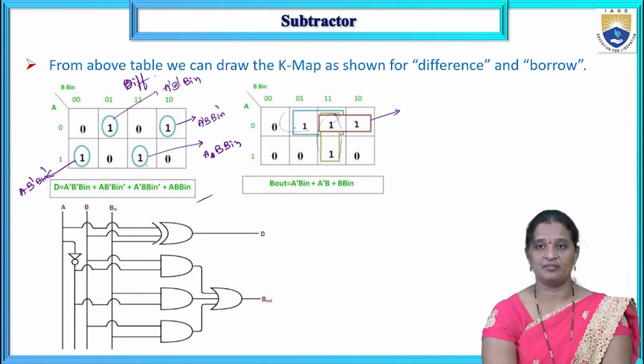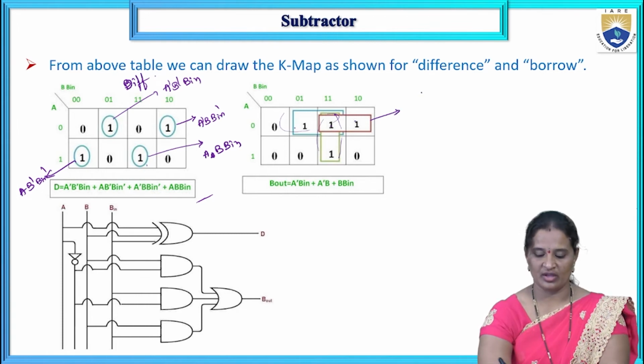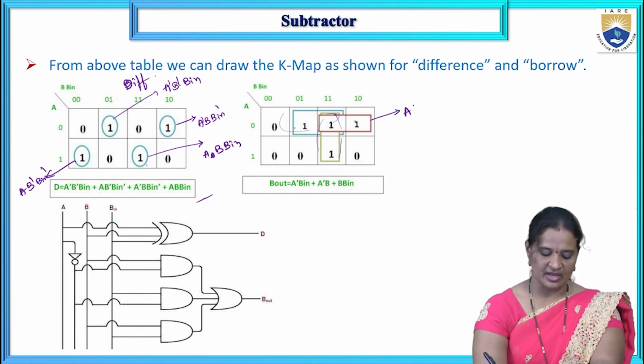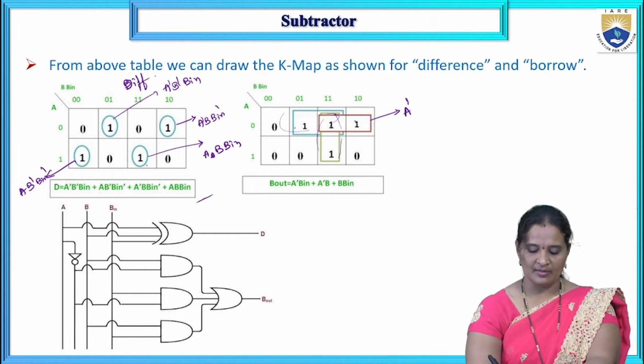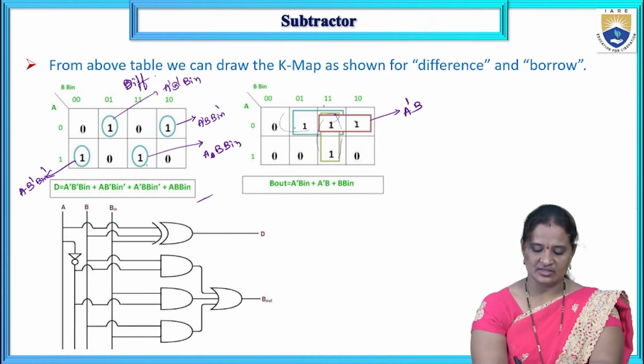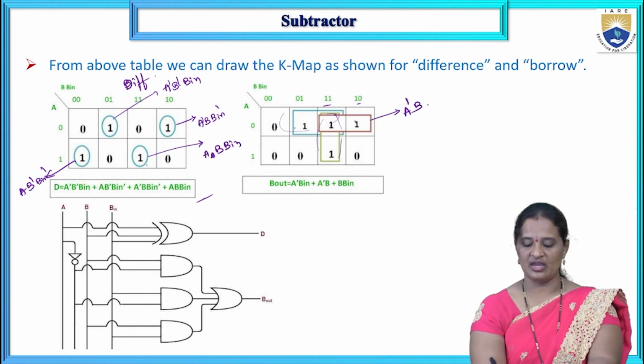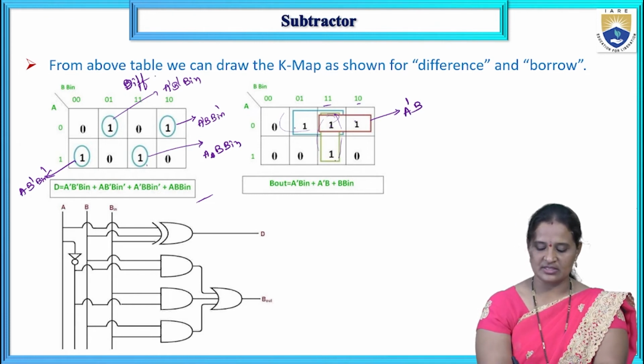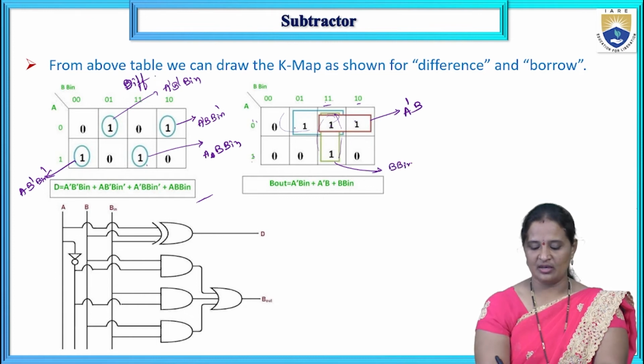By forming the 3 pairs, I can eliminate one variable. The prime implicant for this one is A bar B, whereas for these two cells, B is common, C is varying, eliminate C. And for this group, I can write the prime implicant as A is varying, eliminate A, whereas B and Bin are common.